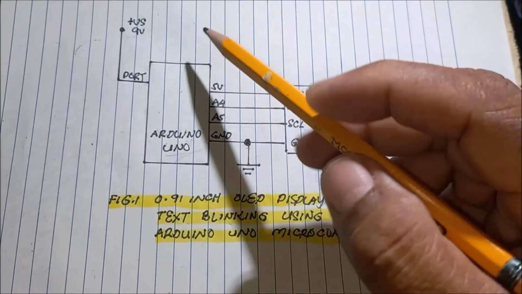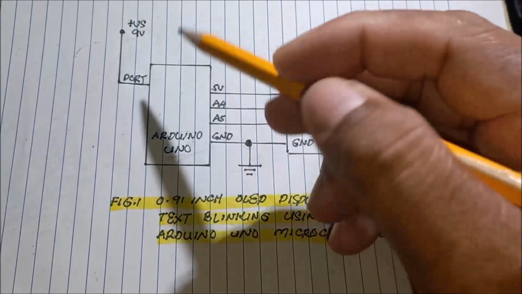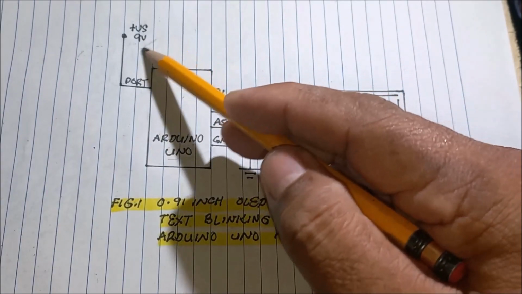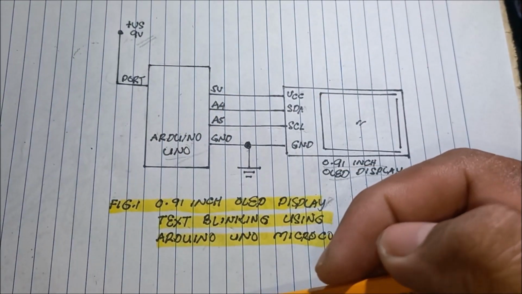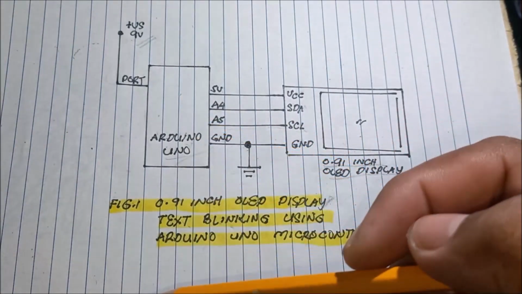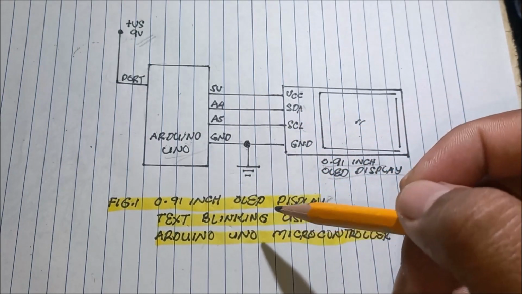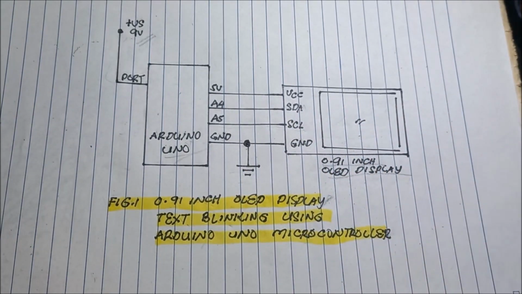After we're done with uploading the code, we can now use a 9-volt external supply for the Arduino Uno, if we are already done with uploading the code.